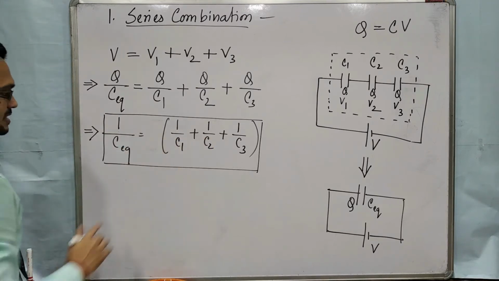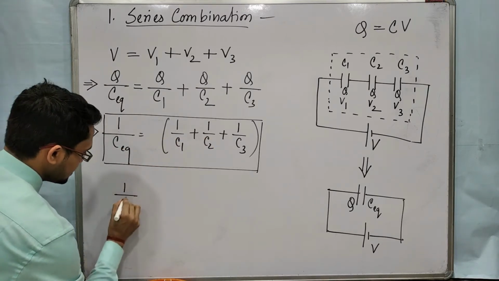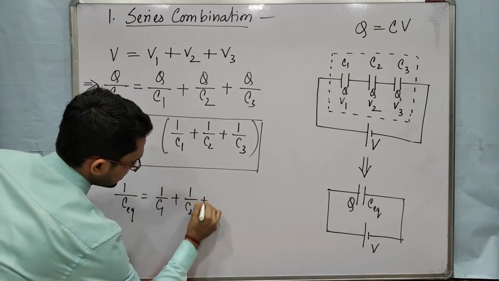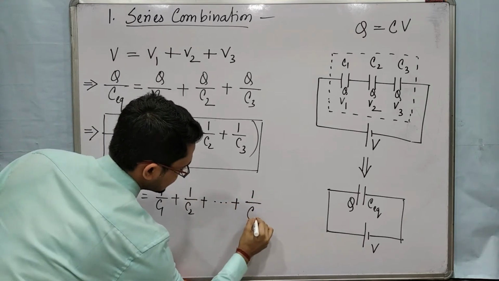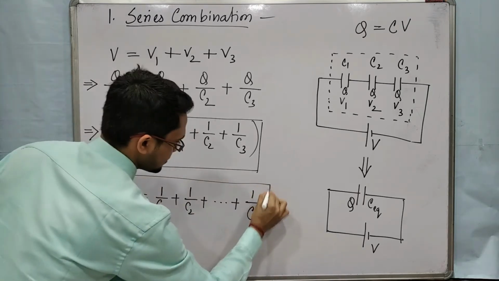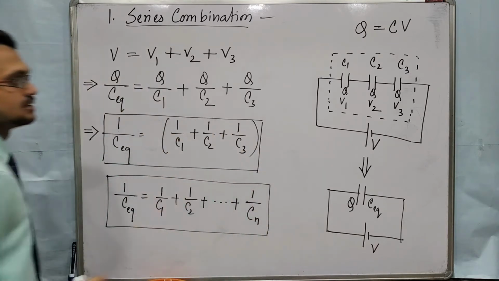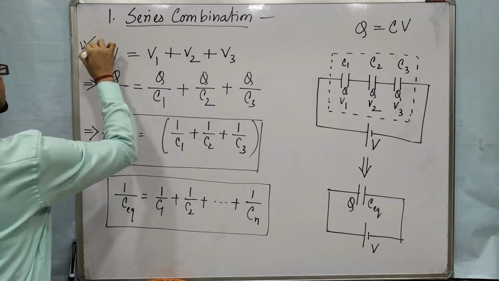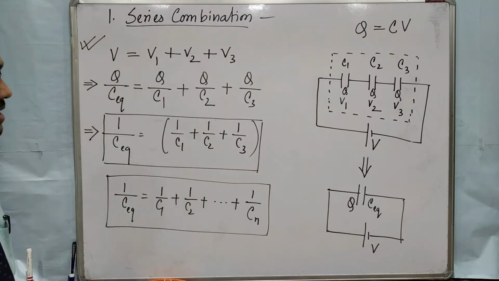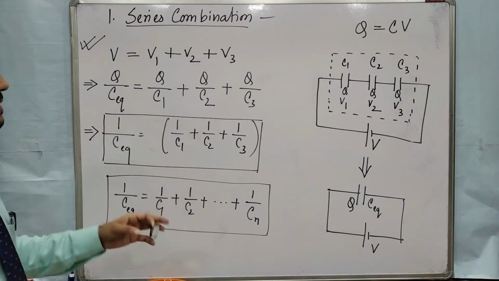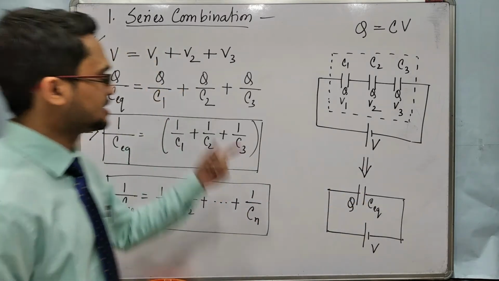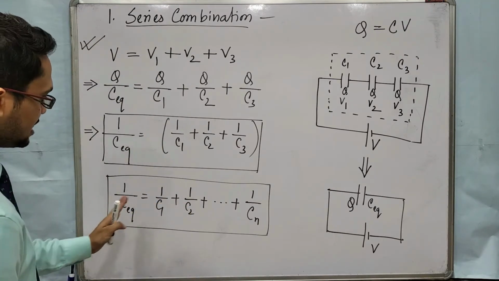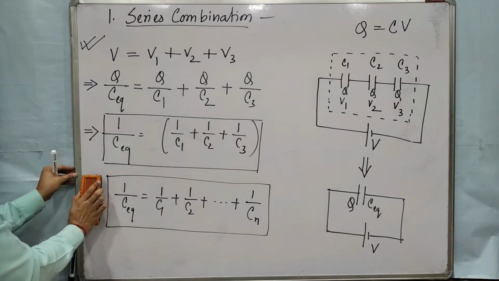So there are three capacitors. If there are n capacitors, then 1 by C equivalent equals 1 by C1 plus 1 by C2 plus ... plus 1 by Cn. This is the general equation when the capacitors are in series connection. So this is the derivation. This derivation is also very important for the board exam, a 2 mark question: derive the equivalent capacitance for series combination. Then you have to do this. So this is our formula, and we will write a few things related to it. I am erasing this part.